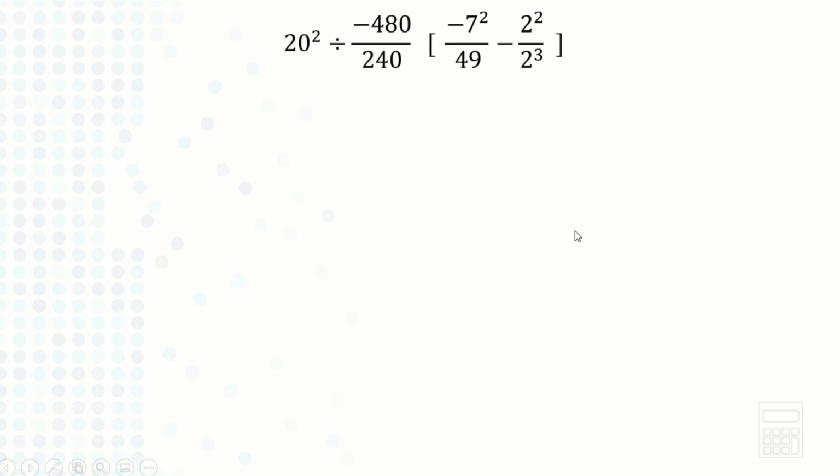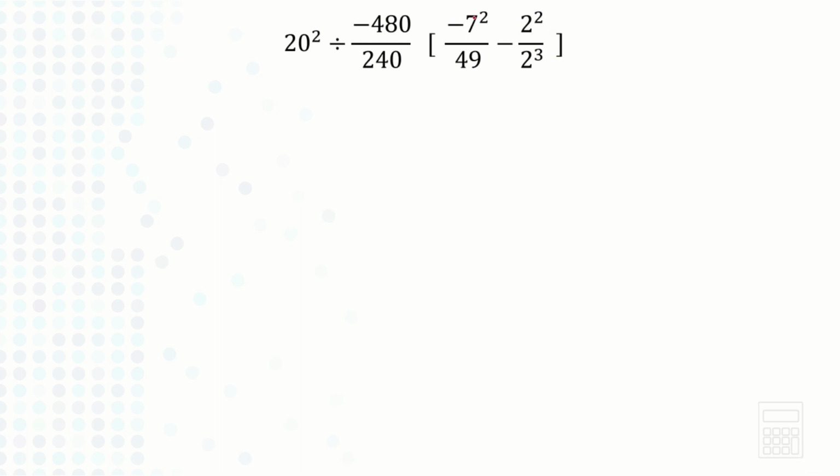We are going to begin with this exercise, which we have done in class before. We remember we have to solve the brackets first. This is a bracket, and it works just the same way as a parenthesis. Whatever it looks like is a parenthesis. So we are going to solve it first.